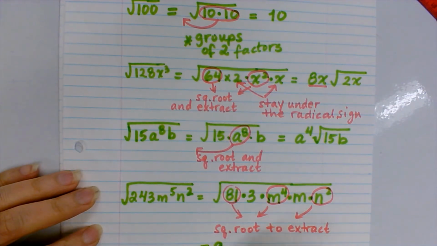So that's going to be 9m squared n out front. And under the radical sign, I still have 3n.